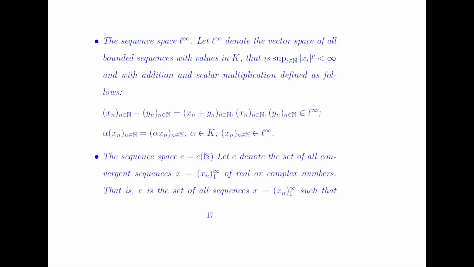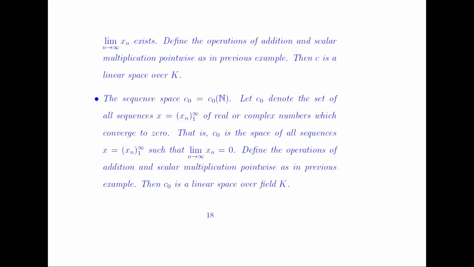Then we have the convergent sequence space, which will be denoted by the letter c. So let c denote the set of all convergent sequences of real or complex numbers. That is, c is the set of all sequences such that the limit of xn exists. On the same lines as previously, the operations of addition and scalar multiplication are defined, and c is a linear space over the field K.